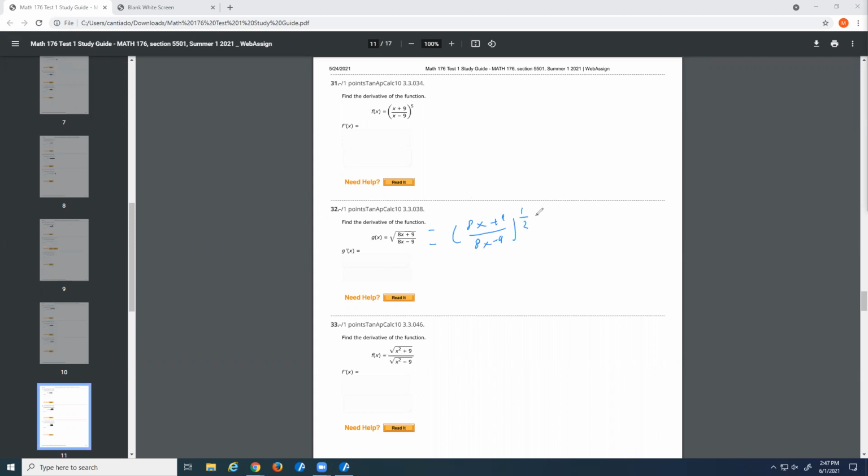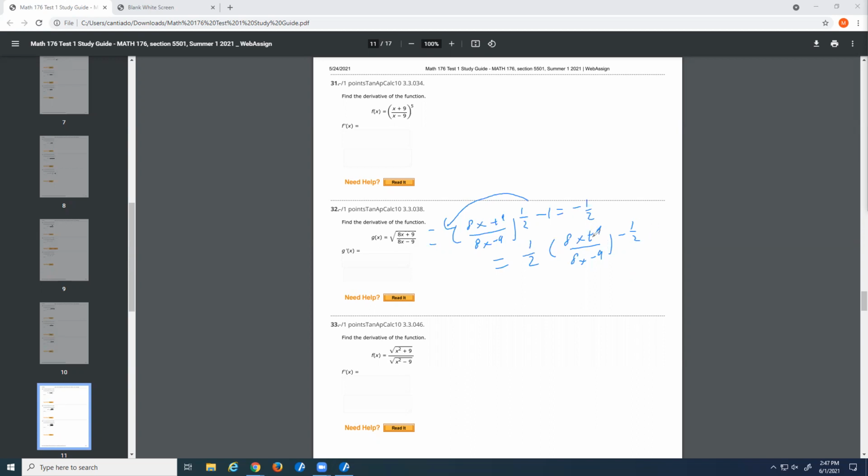So we'll subtract 1 from the power here. This is equal to minus 1/2. Bring the 1/2 to the front. So we'll have 1/2 times 8x plus 9 over 8x minus 9, all to the minus 1/2. And then, yes, we have to multiply by the derivative of the inside. And yes, we have to use the quotient rule. So we'll go ahead and do that.